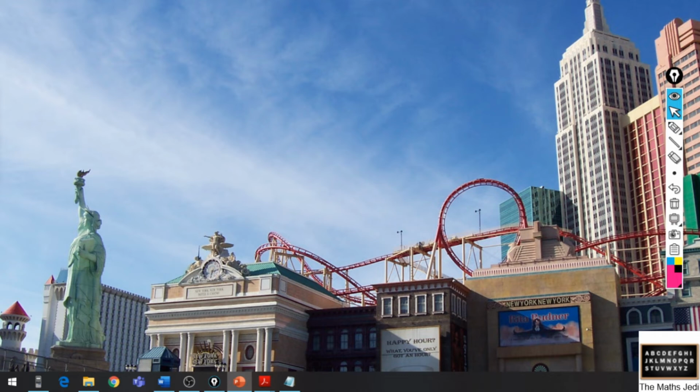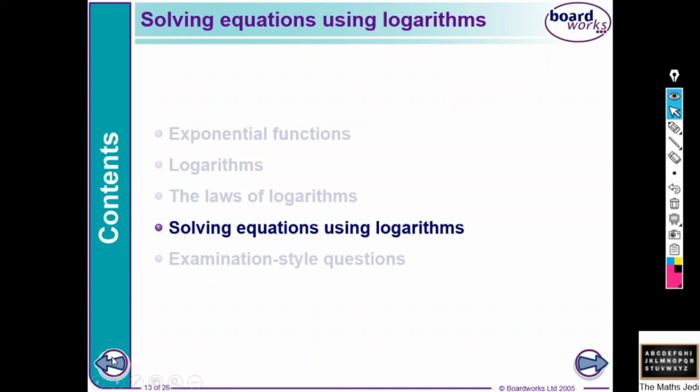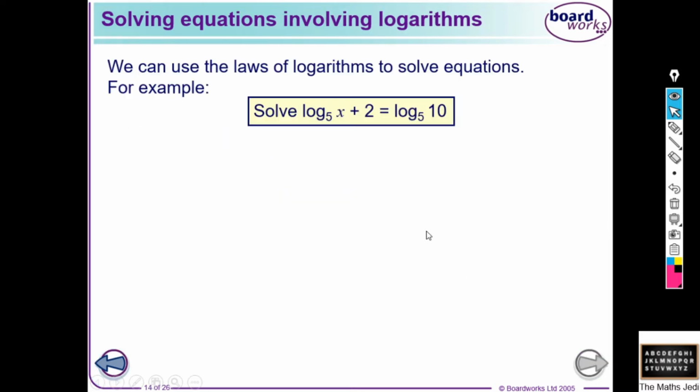What other types of problems could you get? So you could have problems that involve you solving equations. And if you're solving equations, it's important to make sure that you understand the rules of logarithms apply as much as possible and try to use them as much as possible. Let's have a look at a couple of examples. Here's one. So it's asking us to solve this problem here. Solve log base 5 of (x plus 2) equals log base 5 of 10. So both logs here are base 5.